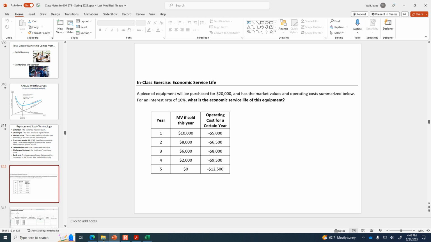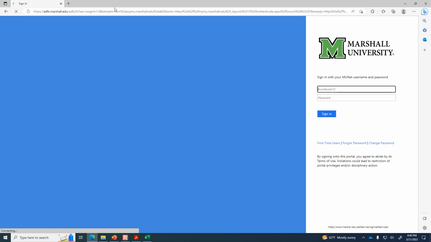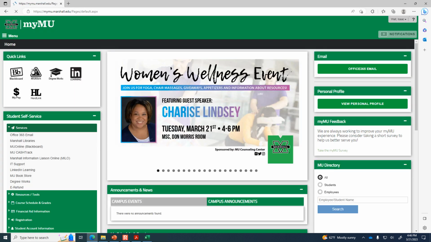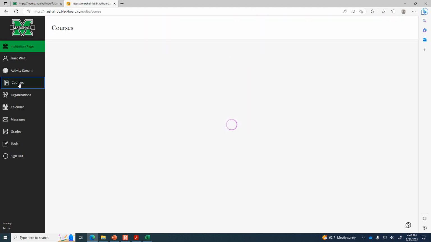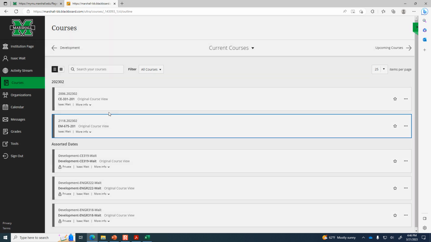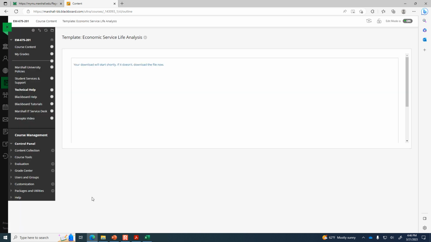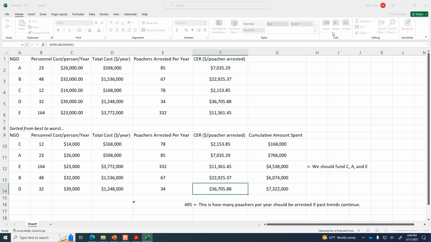Now there's a template file that I've put on Blackboard. So if you go to Blackboard, you're going to find an Excel file that I just loaded there today. Download that because we're going to use it for the in-class exercise today. So go to Blackboard, our course page, and it's at the bottom. This template, Economic Service Life Analysis. So download it and open it. We're going to go through this together.